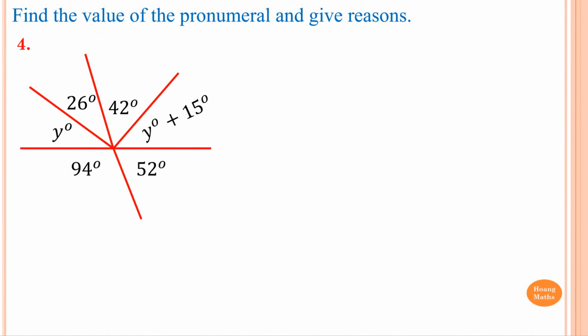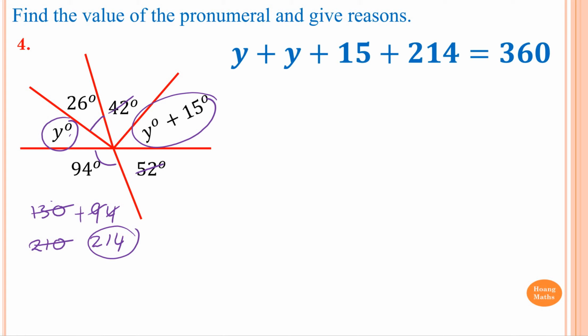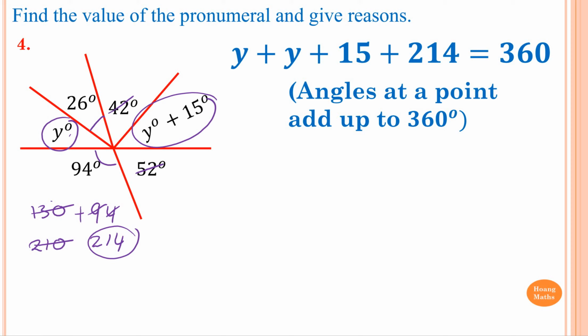Last question. So what we can do is this angle, this angle, this angle, and this together is 360. So I just add this angle first is equal to 360. The reason is angles at a point add up to 360. So collecting like terms now, we have 1y add another y is 2y.